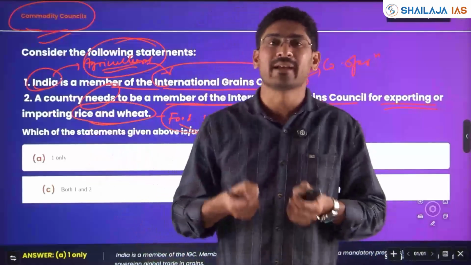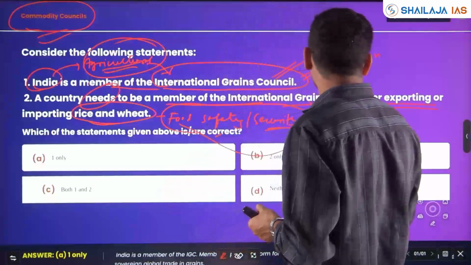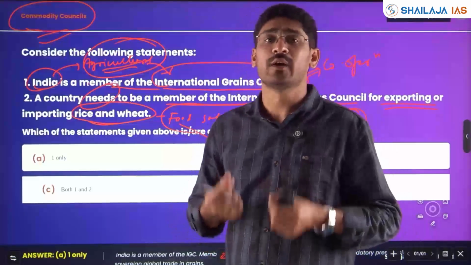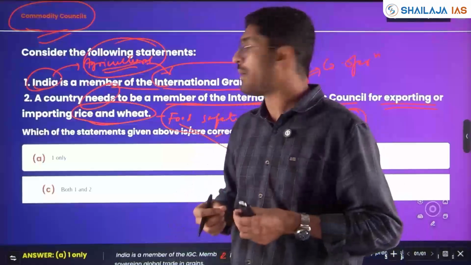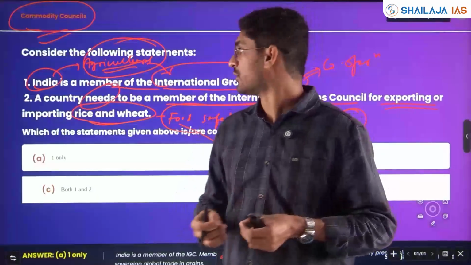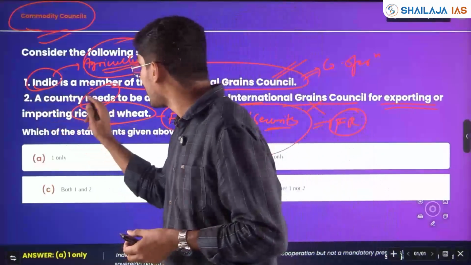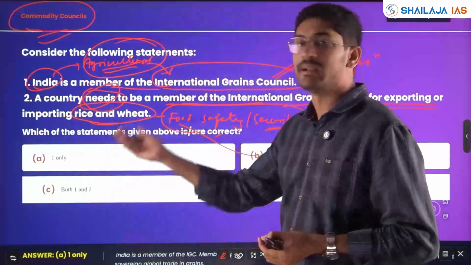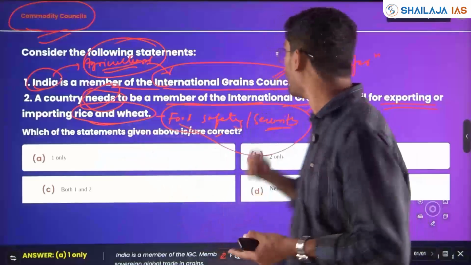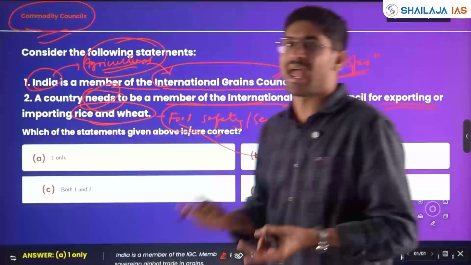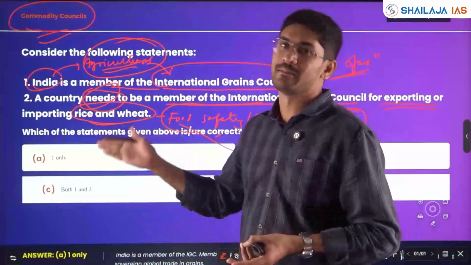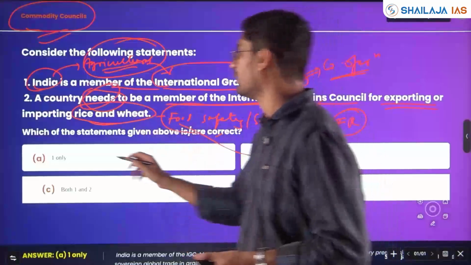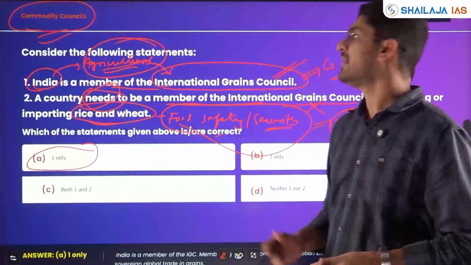See, basic food is, okay? Food is a basic fundamental right, a basic human right. Many organizations and NGOs are there to ensure that no people or no population or no country will go hungry. That's why it is not mandatory that a country needs to be a member to import and export rice and wheat. It's a cooperative organization. Therefore, you can be a member, you cannot be a member. Therefore, you can import and export rice and wheat without being a member of the IGC also. Here, only one pair, or statement 1, is the right one.